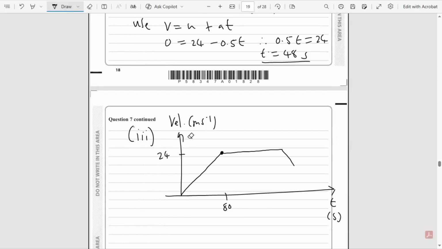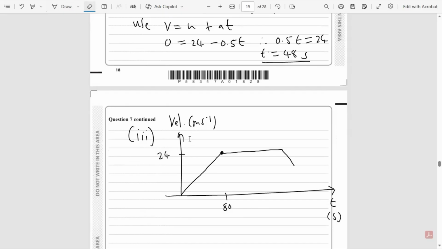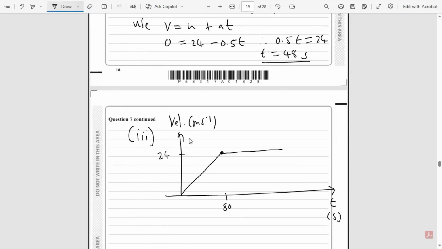Now, the steepness of this deceleration at the end is going to have a bigger magnitude than the steepness of the initial acceleration, because this deceleration at the end is 0.5. That's a bigger magnitude than the initial acceleration. So this line at the end just has to be a little bit steeper, like so.